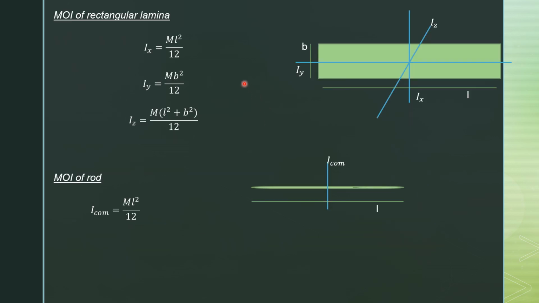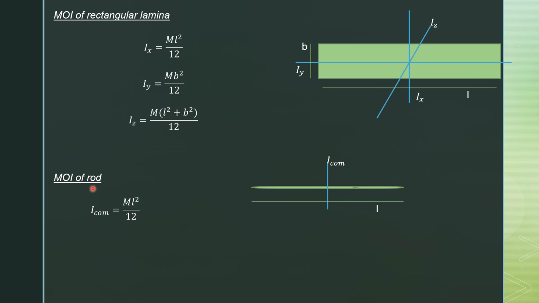Then moment of inertia of rectangular lamina. So here Ix is equal to ml² by 12. That is the moment of inertia about this axis. Then Iy is equal to mb² by 12. Here about this axis the moment of inertia is mb² by 12, and here Iz is equal to m(l² + b²) by 12. This is the moment of inertia about the axis passing through the perpendicular plane, Iz. And here L is the length of this rectangular lamina and B is its width.